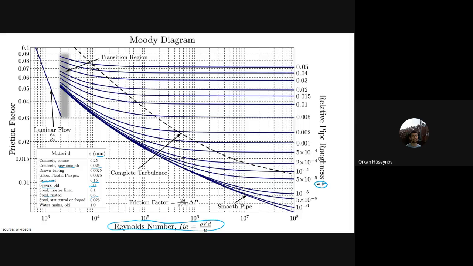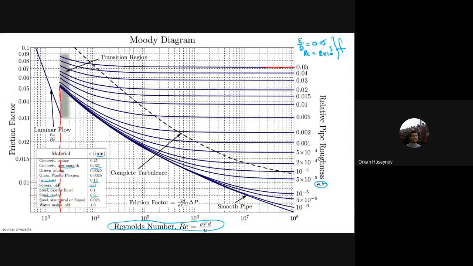You can see the epsilon values. What you are doing is that you have to find the epsilon by d and the Reynolds number. I will give just one example. Let's say epsilon by d is 0.05, and the Reynolds number is 2 times 10 to the power of 3. And you should find the f. To find the f, first I find the epsilon by d value, which is 0.05, which is this one. And I find the Reynolds number, which is 2 times 10 to the power of 3, which is this one.